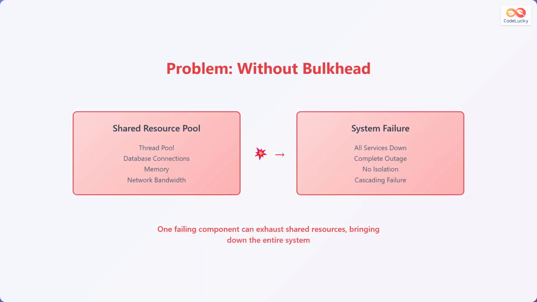Here is the problem. Without the Bulkhead Pattern, a shared resource pool, including the thread pool, database connections, memory, and network bandwidth, can lead to a system failure. If one failing component exhausts these shared resources, it can bring down all services, resulting in a complete outage due to a cascading failure. There is no isolation in this case.